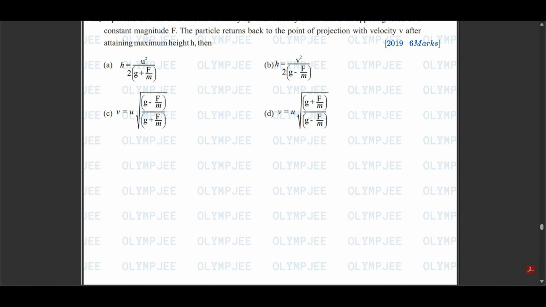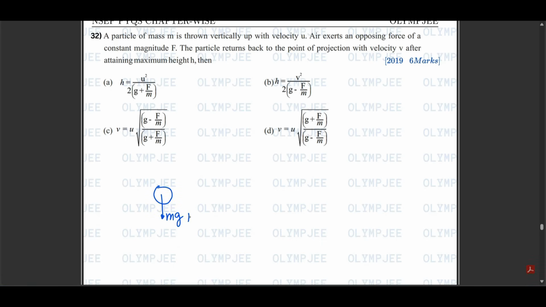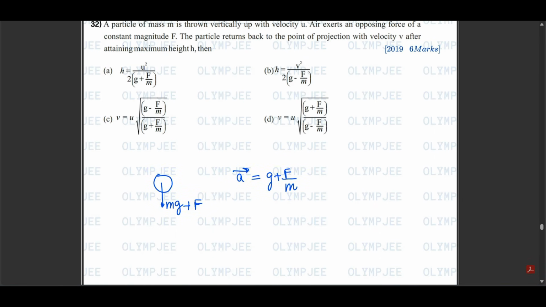If we see, the particle has mg acting downwards and the force f acting downwards also. So mg plus f will be acting downwards, right? So the net acceleration in the downwards direction would be g plus f by m, right? So now we know that the particle is starting with velocity u, and at the highest point the velocity will be 0.